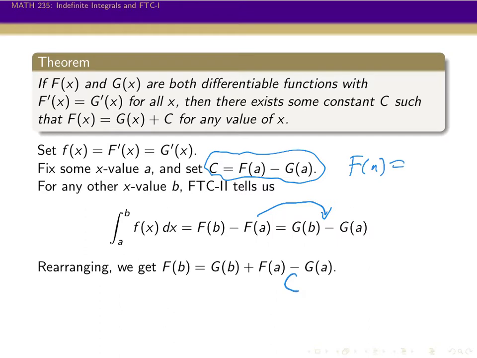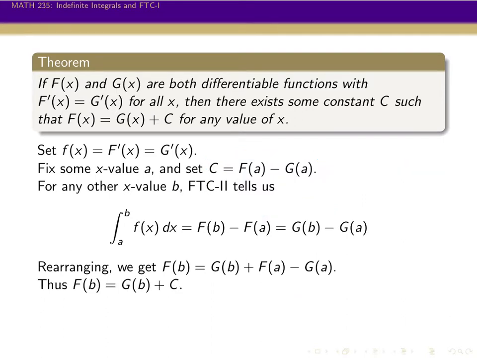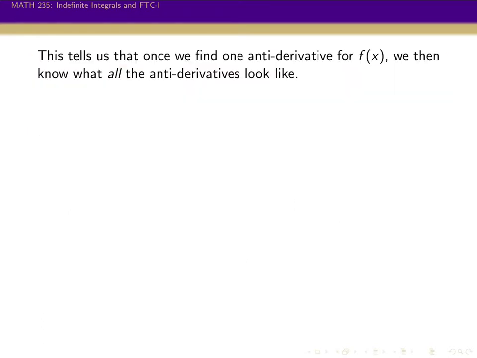F of a is equal to G of a plus c. And so at a, they differ by c. This work with the fundamental theorem of calculus works for any other b, so they also have to differ by c at any other value of x. So F of b is always c more than G of b. F of b is equal to G of b plus c for all x values, anything that we plug in for b. So this tells us that once we find one antiderivative for a function f of x, we know what all the antiderivatives look like. Once we find the one big F of x, any other one is going to look like big F of x plus a constant.